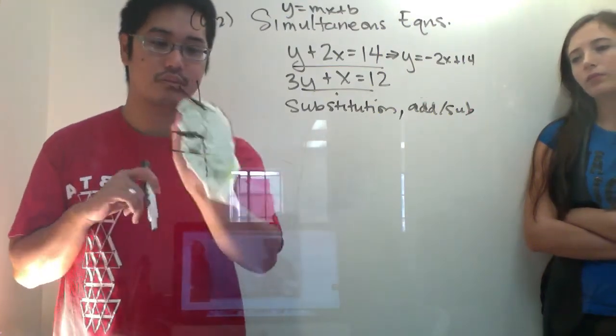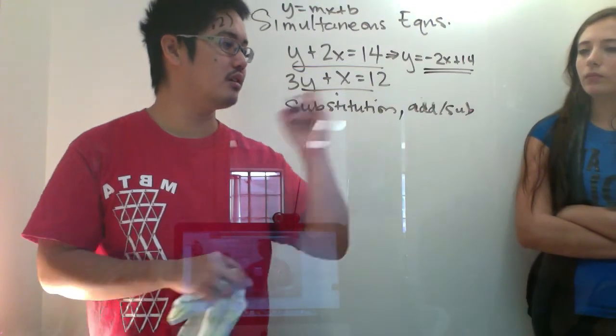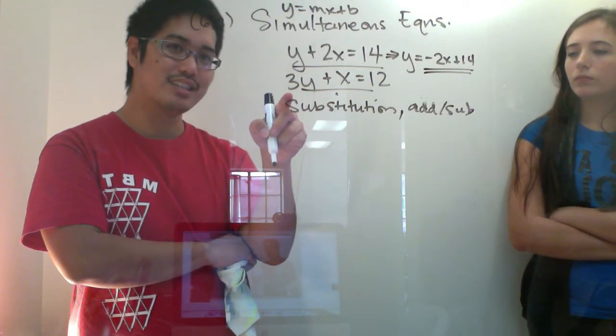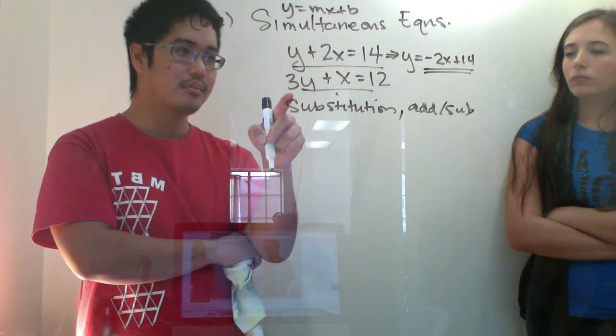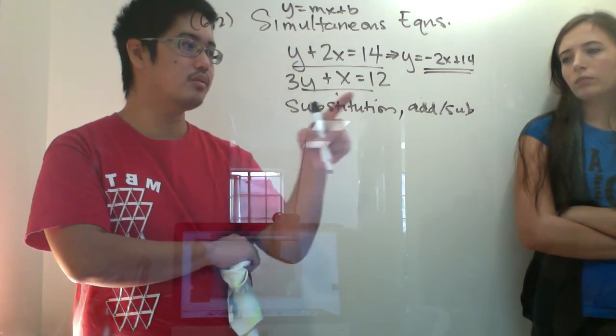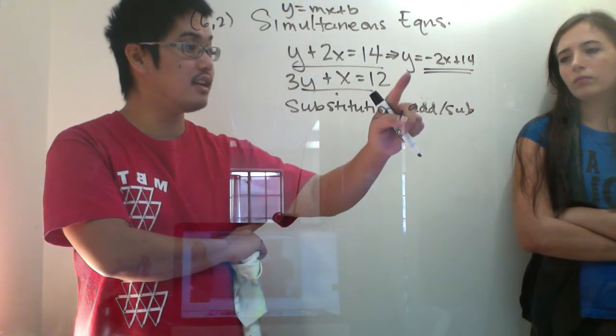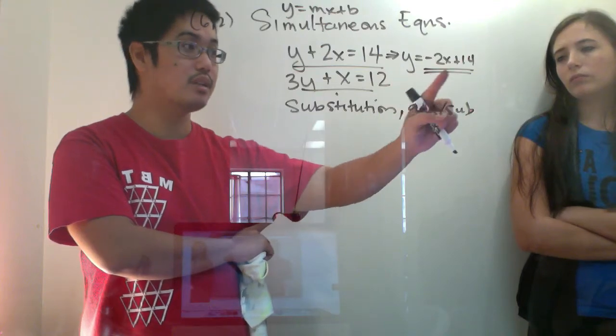So here's what I'm going to do. I figured out what y is equal to over here. I'm going to rewrite this thing over here, but instead of writing a y, I'm going to write negative 2x plus 14, because this is saying that I can replace y's with negative 2x plus 14.